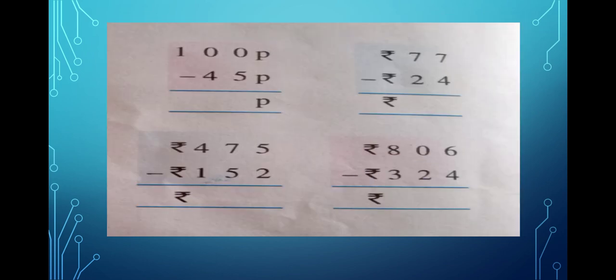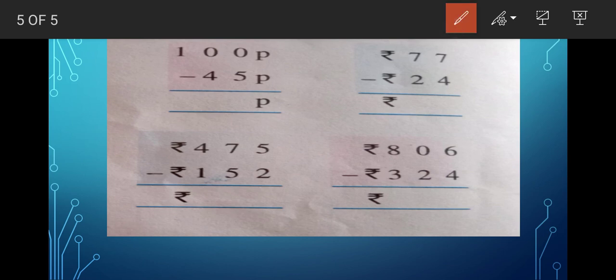Okay, some more questions I have taken. This one, see, here also with zeros. P minus p will be p. So here 0 minus 5 is not possible, so it will become 10. 10 minus 5 will be how much, children? It will become 5, right? And here it will be how much? It will not be 10 now, it will be 9. Okay, so 9 minus 4 is how much? It will be 5. Okay, so the answer is 55p.